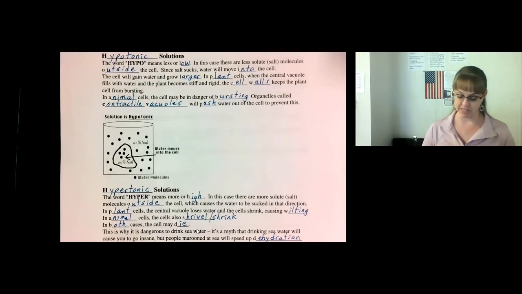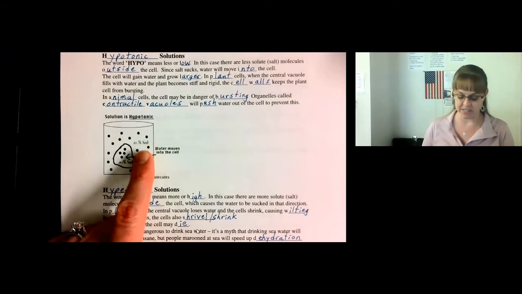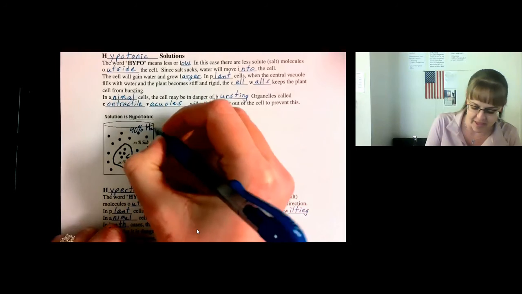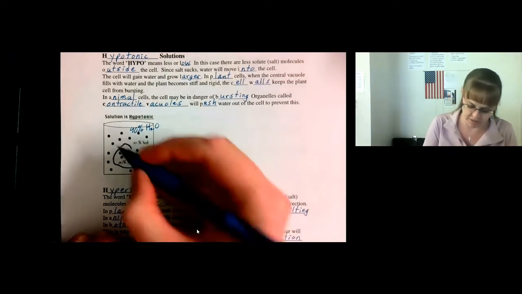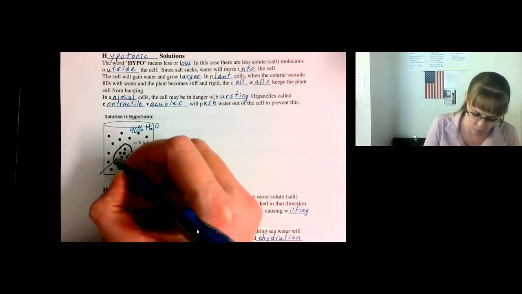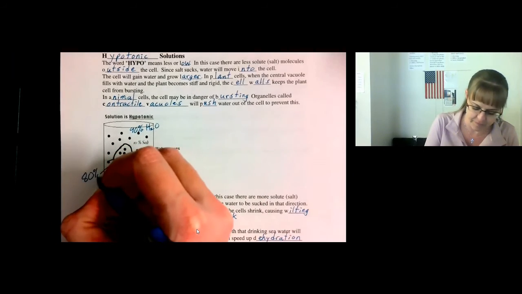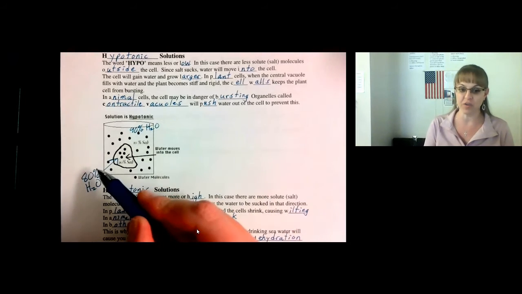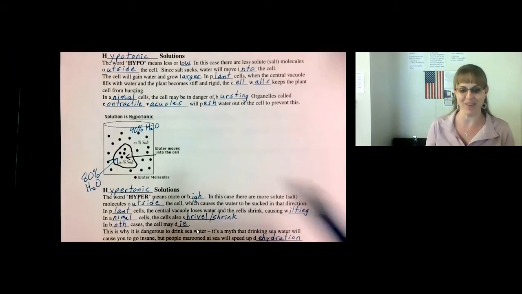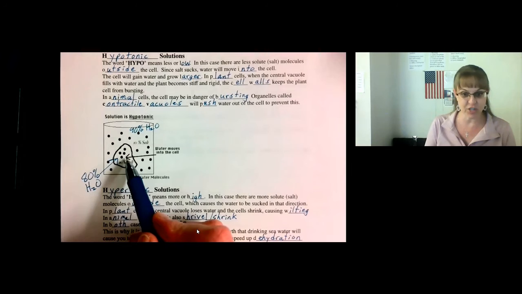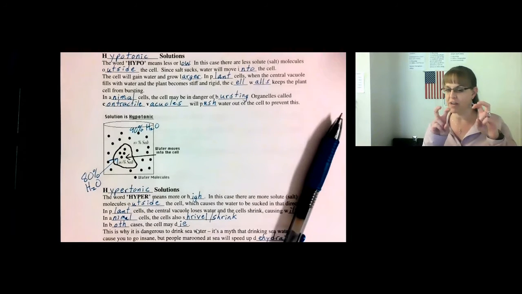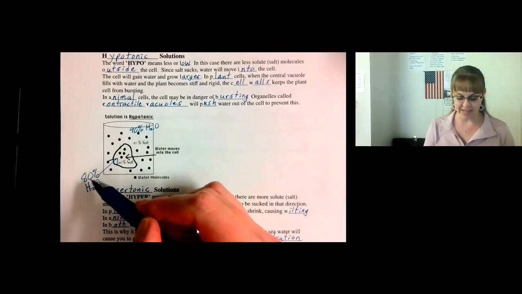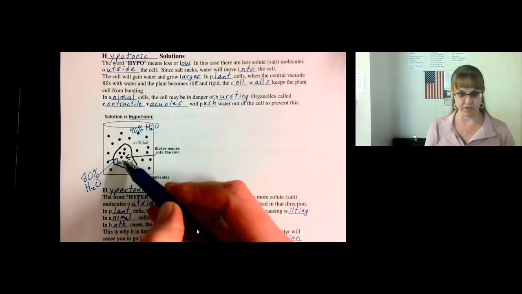Here's what really happens. If there's 10% salt, there's 90% water. And if there's 20% salt, there's 80% water. Now, water is going to move from where there's more water to where there's less water. Oh, so the water moves into the cell to try to water down the extra salt. So water moves from high to low concentration into the cell.